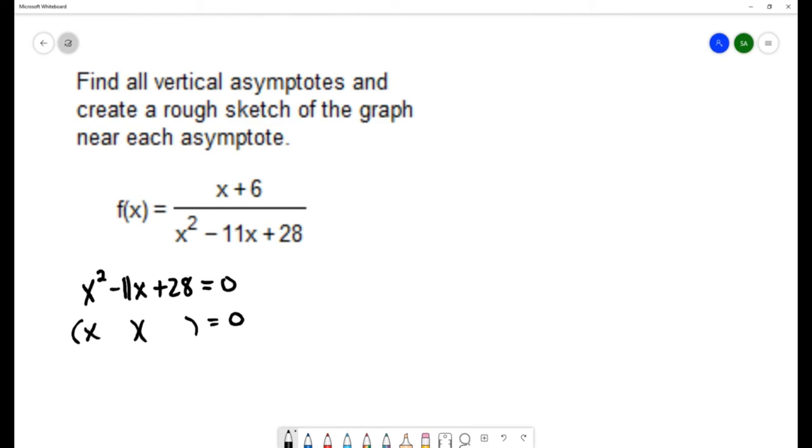x times x gives us the x squared. 7 times 4 gives us 28, and we need both of these to be negative to create the -11 in the middle. We can set each of these factors equal to 0, and that gives x equals 7 and x equals 4. So this rational function has restricted values at 7 and 4. But those restricted values might not be vertical asymptotes. They could be vertical asymptotes, or they might be something called a removable discontinuity.